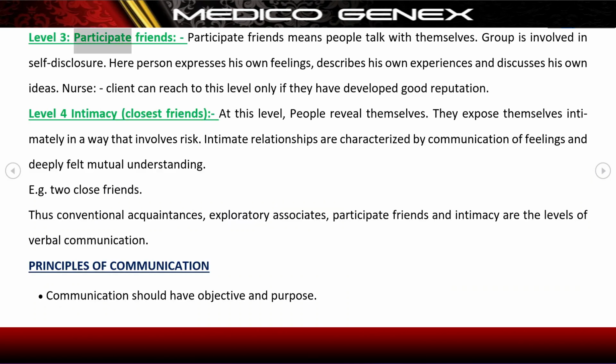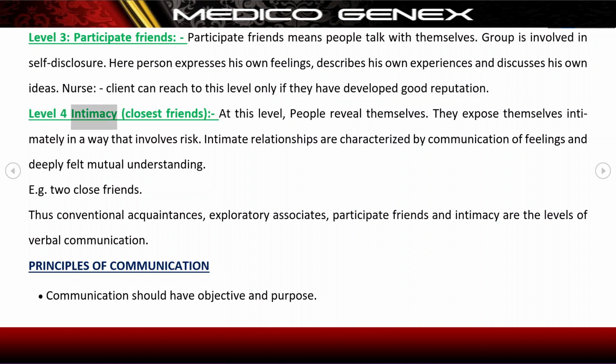Level 3, participate friends. Participate friends means people talk with themselves. Group is involved in self-disclosure. Here the person expresses his own feelings, describes his own experiences and discusses his own ideas. Nurse and client can reach this level only if they have developed a good reputation.